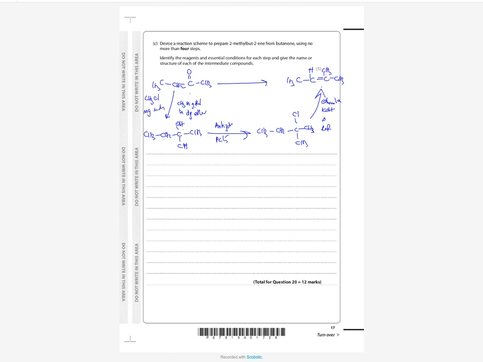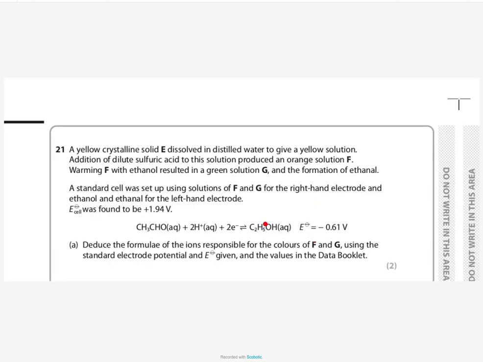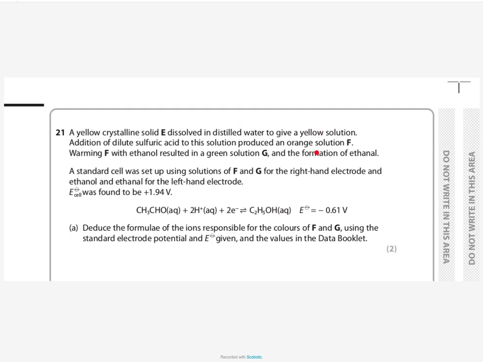So that's the end of that question. A yellow crystalline solid E dissolved in distilled water to give a yellow solution. Addition of dilute sulfuric acid to this solution produces an orange solution F. Warming F with ethanol results in a green solution G and the formation of ethanal.